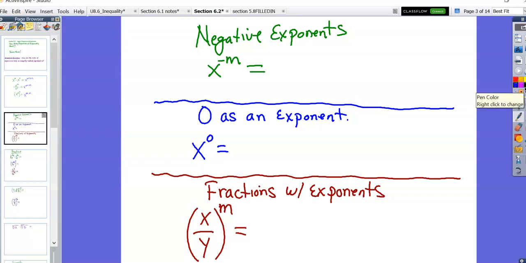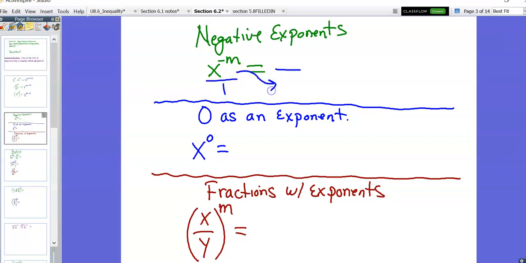With negative exponents, that's where you want to cross the line, change the sign. So you can think about it as being over the number 1. X to the negative m will become x to the positive m when it moves to the denominator, and then you would write 1 over x to the power of m. 0 is an exponent rule. Anytime you see a 0 in the exponent, it automatically equals 1.